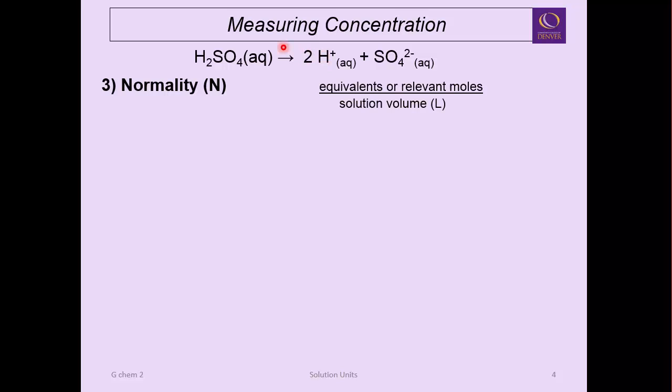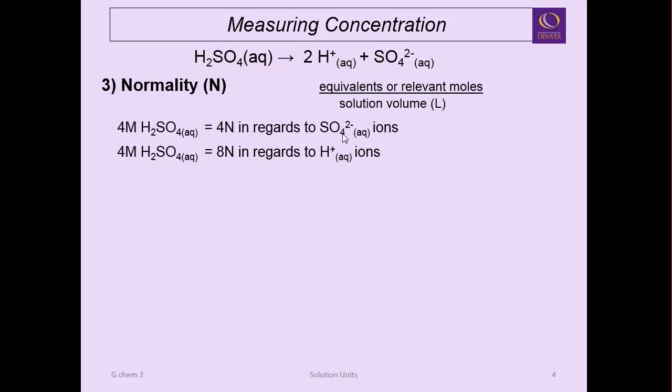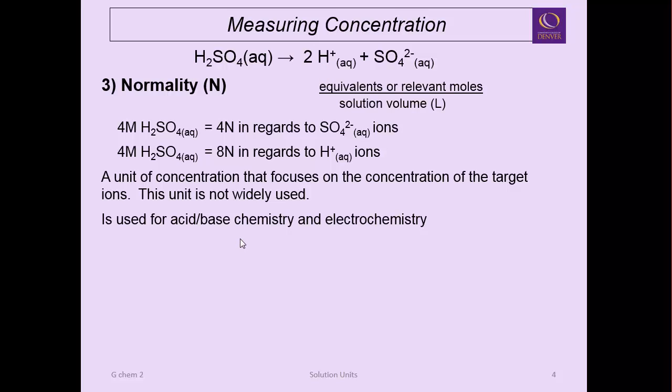Or maybe you're just trying to get sulfate into the solution. Maybe you're using this sulfate to cast out barium ions, for example. In that case, for every mole of sulfuric acid you put in, you get a mole of sulfate ions free. And so equivalence or normality focuses on the important ions that you're after in solution, or the important pieces. So 4 molar sulfuric acid would be 4 normal in regards to sulfate ions because it's 1 to 1. But it would be 8 normal in regards to protons, because for every mole of sulfuric acid you get 2 moles of protons. It is still used though in acid-base chemistry and electrochemistry.